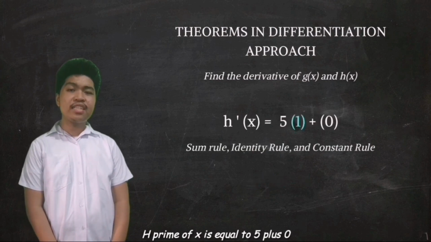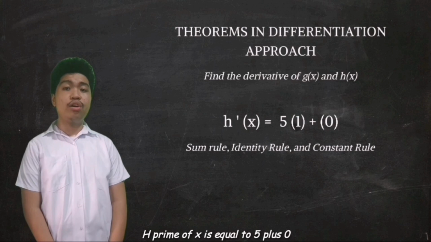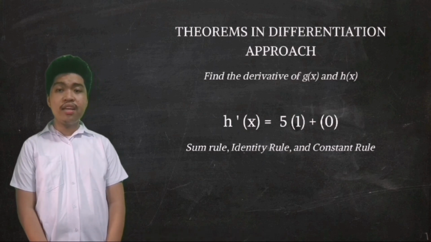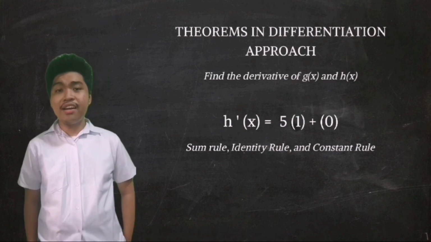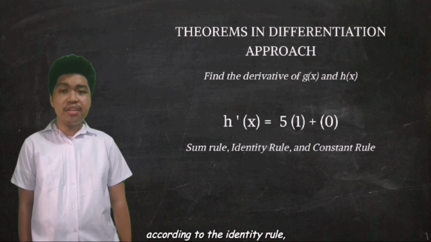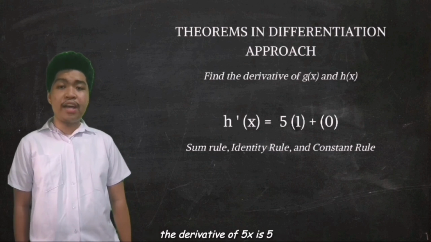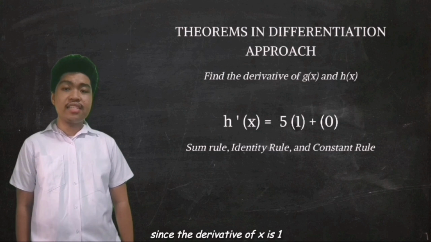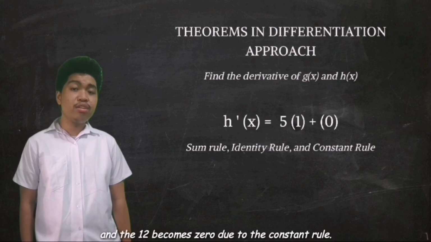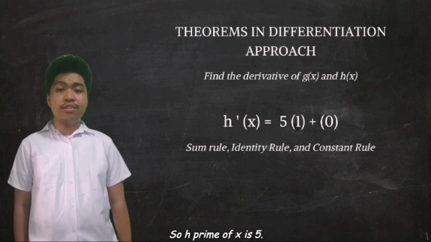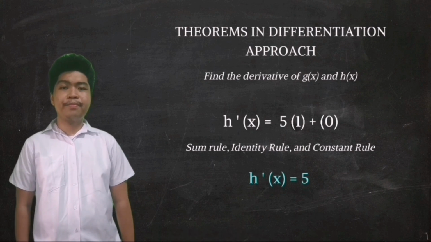H prime of x is equal to 5 times 1 plus 0. We applied the sum rule, and just like what I said earlier, according to the identity rule, the derivative of 5x is 5 since the derivative of x is 1. And the 12 becomes 0 due to the constant rule. So h prime of x is 5.